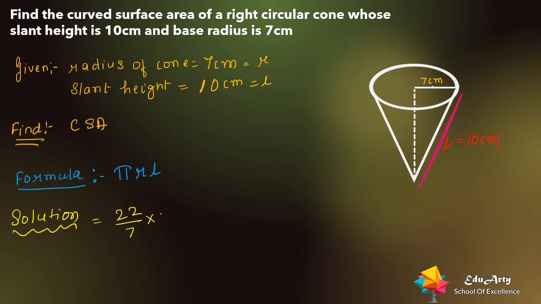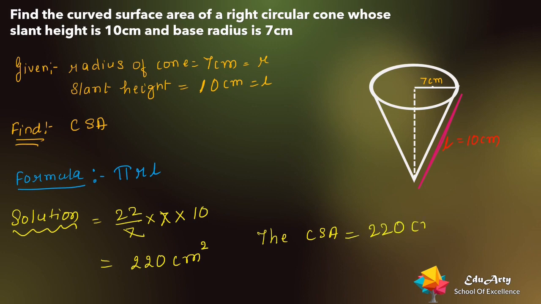Correct? And what is the value of L? L is 10. So this and this will go. What is the curved surface area for this particular cone? The curved surface area for this cone is equal to 220 centimeter square. Write your answer properly, that the curved surface area is equal to 220 centimeter square.